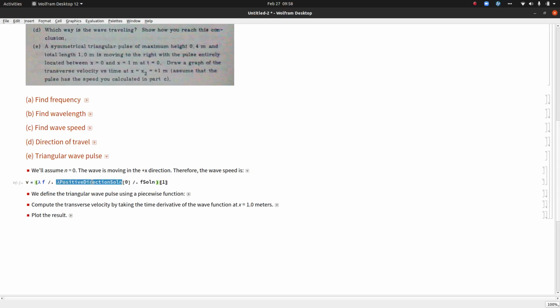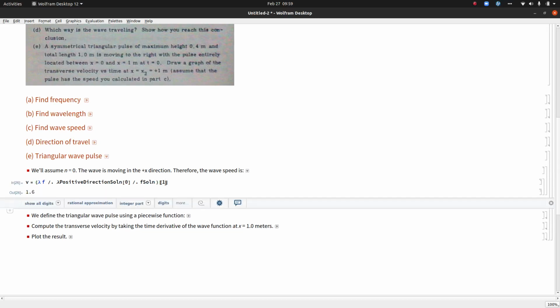Therefore, the wave speed, as we computed before, here I'm plugging in n equals 0, moving in the positive direction, replacing wave speed, which is equal to the wavelength times the frequency, by the solutions we found for the wavelength and the frequency here. So we do that, we get a wave speed of 1.6.